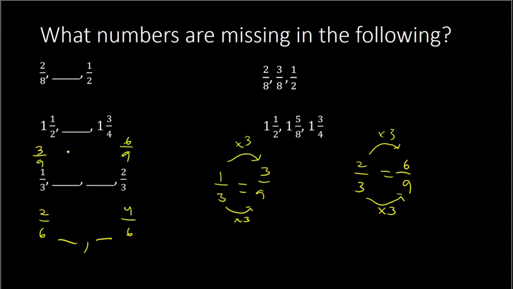Looking at the numerators: 3, after 3 comes 4, after 4 comes 5, after 5 comes 6. So this would work, right? Because we can write 4 ninths here, 5 ninths here, and then we have 6 ninths, which is the same thing as 2/3. So the answer is going to be 4 ninths and 5 ninths. That's what goes on the 2 blanks.